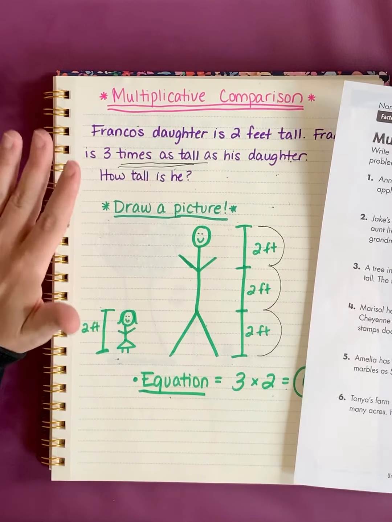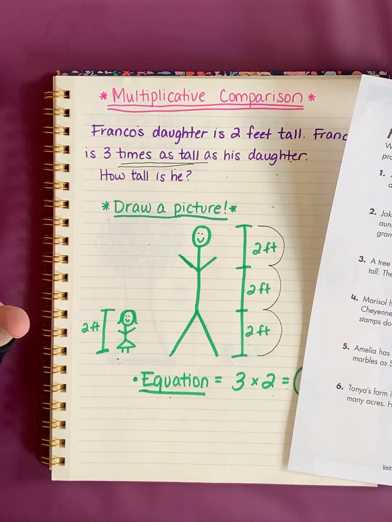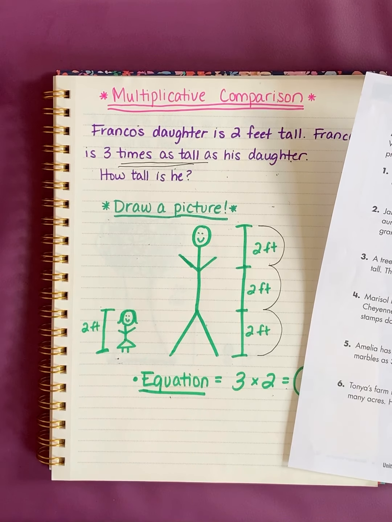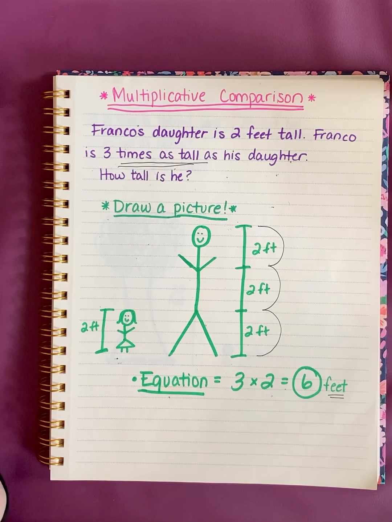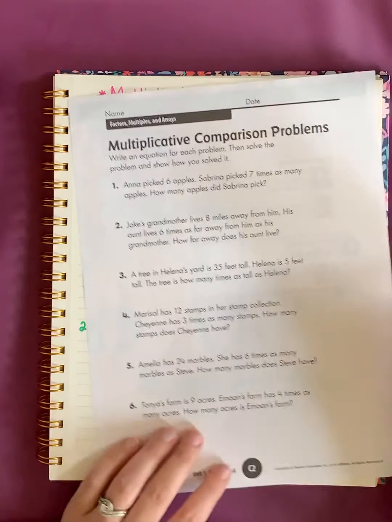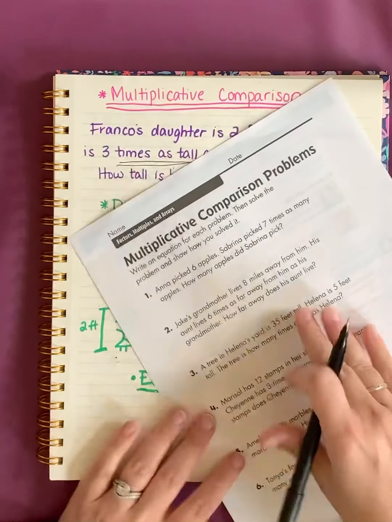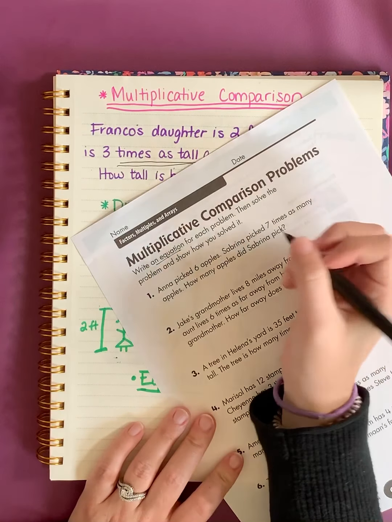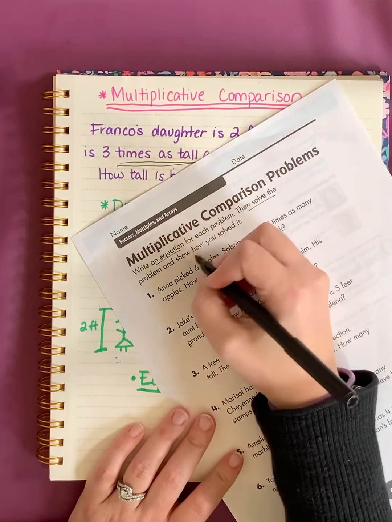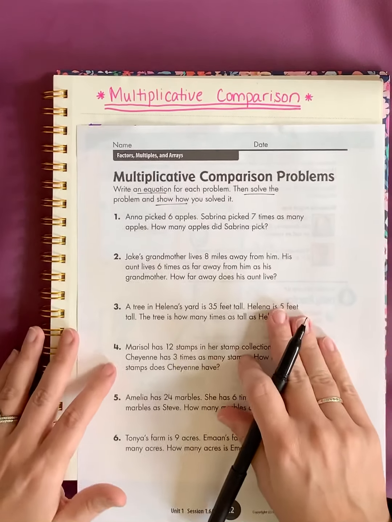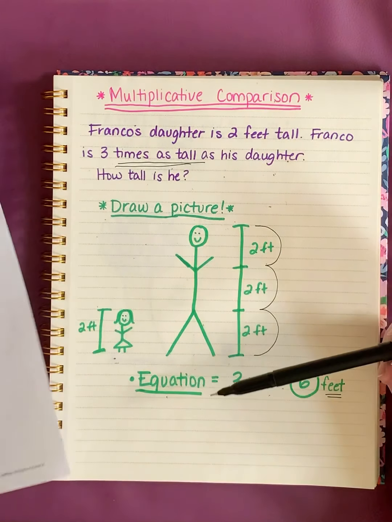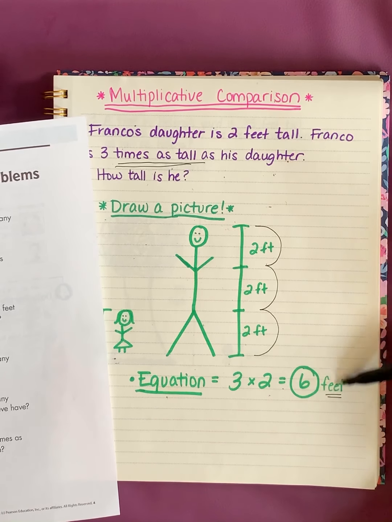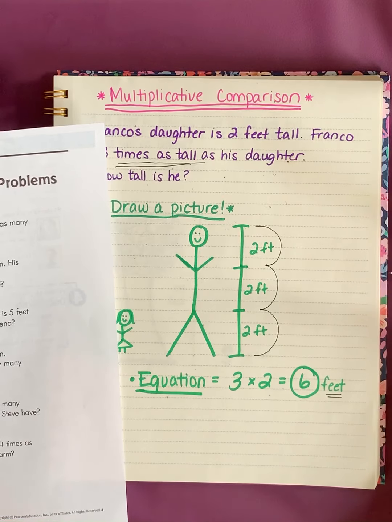Make sure that your work is clear. Try and use some of your best handwriting. If your pictures are a little off or they don't look the best, that's okay. I mean, you see mine, I just use stick figures. That's totally fine. But for each problem, again, you need to make sure that you have your equation, that you solve the problem, and show how you solved it. So you need to have the picture drawn, the equation, and then your answer, preferably circled so it's a little easier for your teacher to see.